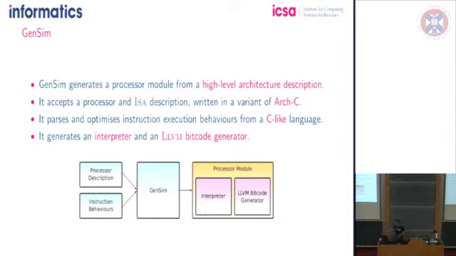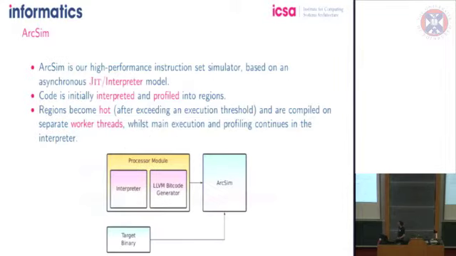So the interpreter is just a simple loop and switch interpreter. I'll speak in detail about the bitcode generator in a little while. So ArcSim, which is the online part of this, which is the actual instruction set simulator, takes the processor module that we have generated in our offline stage. So given our processor, say we've got a working model for ARM v5T, once we run that model through GenSim, we've got our processor module and our interpreter and our bitcode.